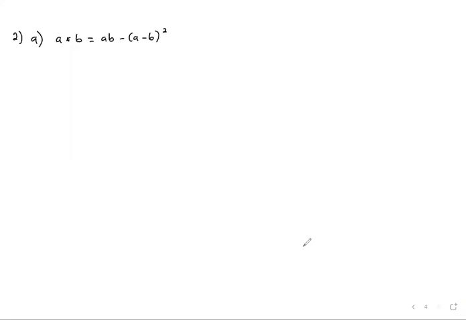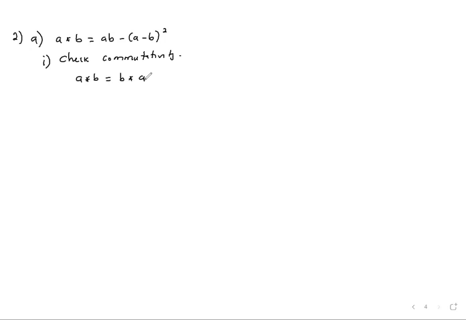Okay, given this as a binary operation on the set of real numbers, determine whether the binary operation is commutative or not. So you check commutativity. If it's commutative, then we require that A star B be equal to B star A. If this happens, then it is commutative.